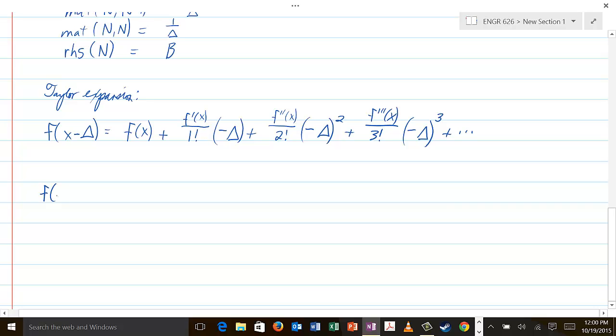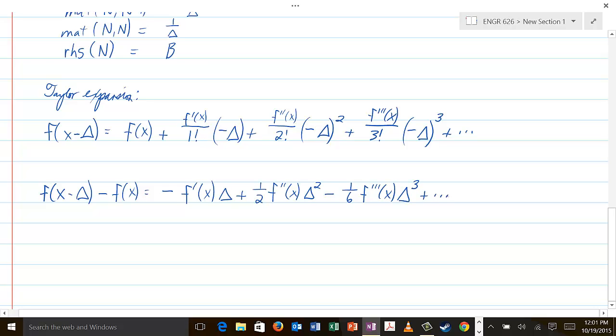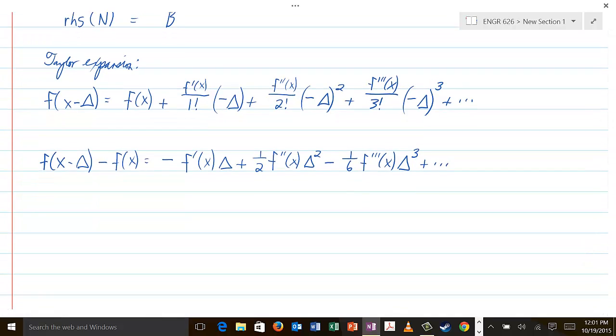So we have f of x minus delta minus f of x. This is simply taking f of x over to the left hand side of the equation, is equal to minus f prime of x times delta plus 1/2 f double prime of x times delta squared minus 1/6 f triple prime of x times delta cubed plus dot dot dot. And now let's divide through by negative delta.